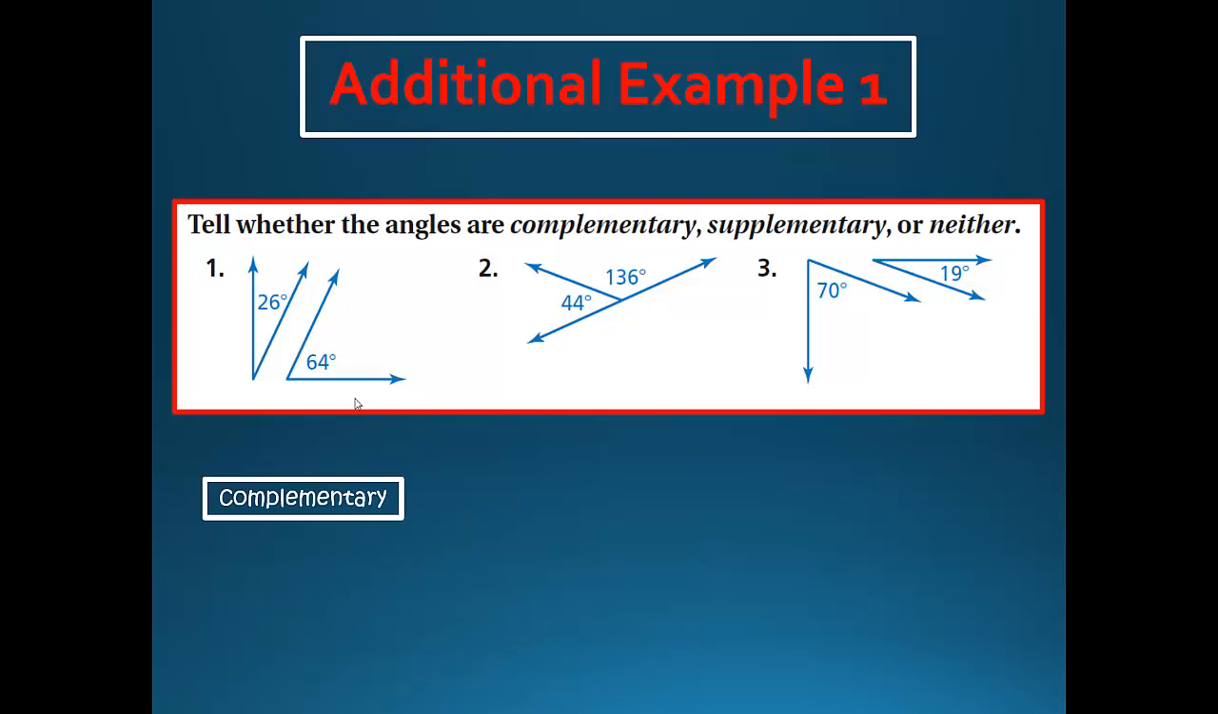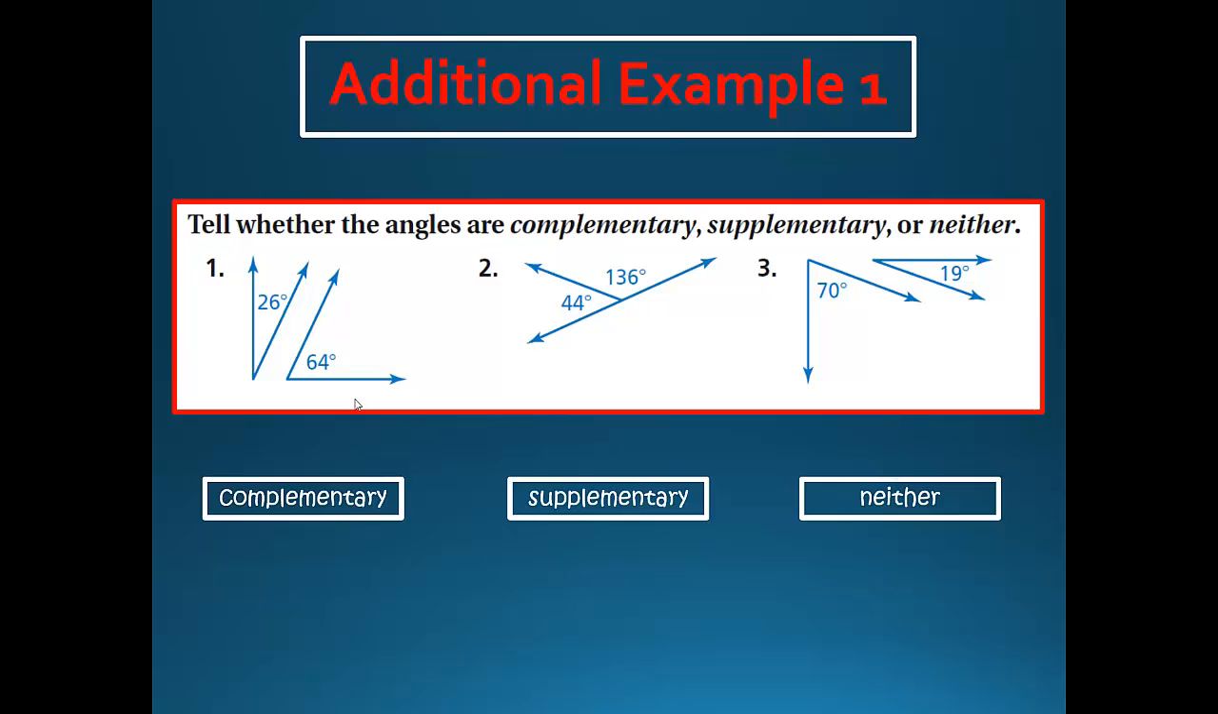For number 2, our two angles are 44 degrees and 136 degrees. If we add 44 degrees plus 136 degrees, we get 180 degrees. So our angles are supplementary. And for number 3, our angles are 70 degrees and 19 degrees. If we add 70 degrees plus 19 degrees, we get 89 degrees. So our angles are neither complementary or supplementary.